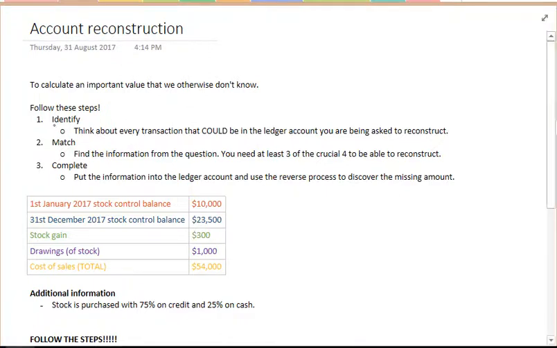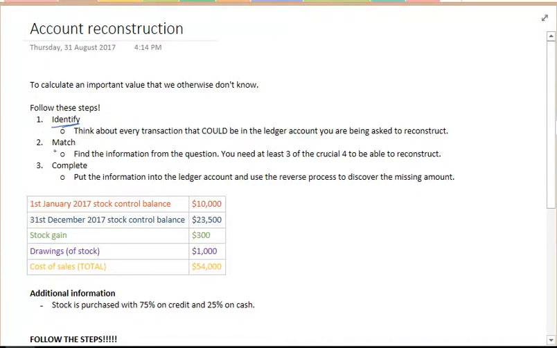First, identify. So we have to think about every transaction that could be in the ledger account we're being asked to reconstruct. So will there be bank entries? Will there be stock control entries? Will there be cost of sales entries? Anything and everything that could be in that account.